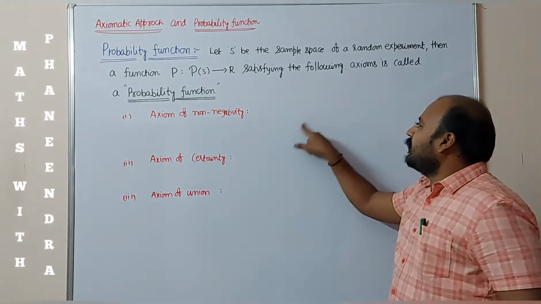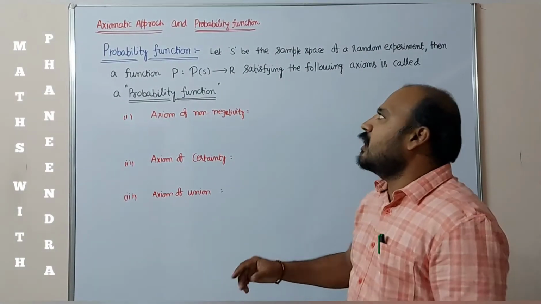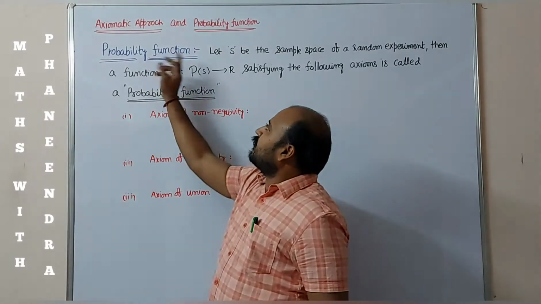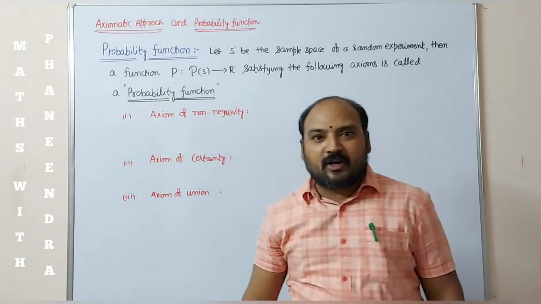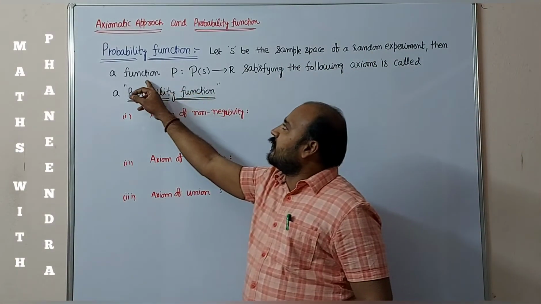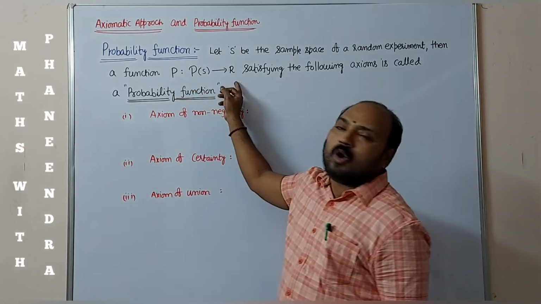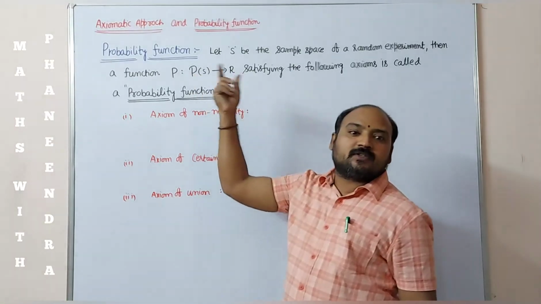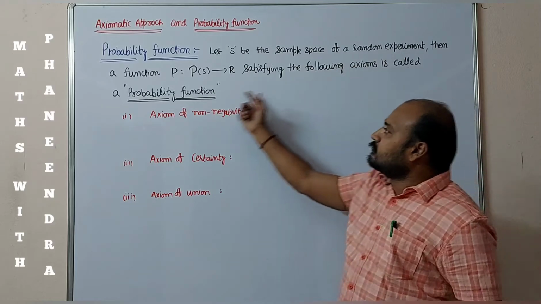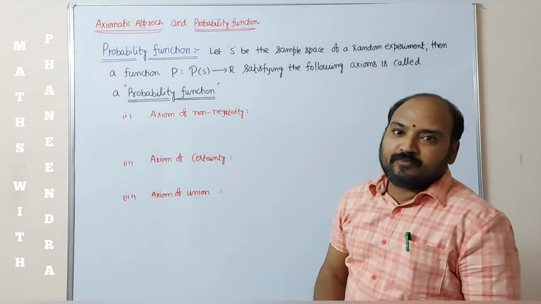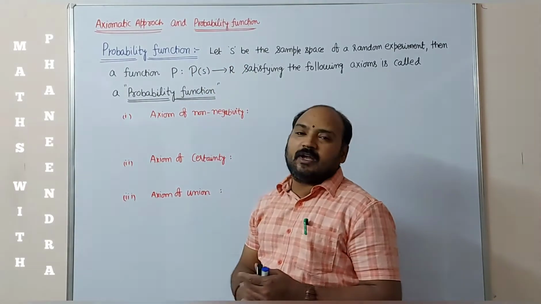Everything we are writing, P of A, P of B, P of E, that P represents the probability function. What is a probability function? Let S be the sample space of a random experiment. Then a function P defined from the sample space to R, satisfying the following axioms, is called a probability function. Whenever P satisfies these, it is called a probability function.